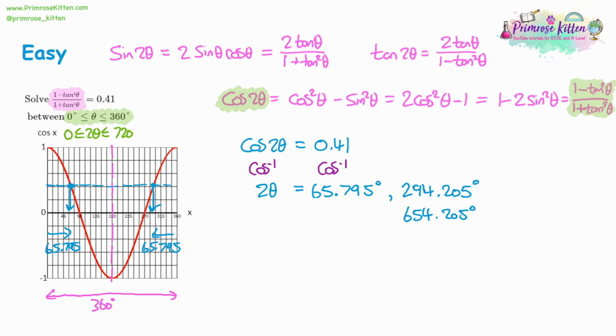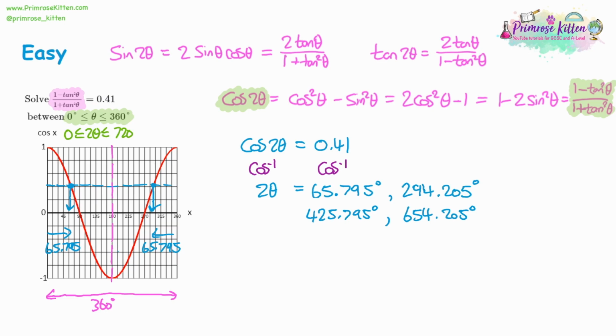Then look at the 65.795. Let's add 360 to that. We do this to all the alternate answers, and we get 425.795 degrees. And you'll find that if you continue to add 360, you'll go outside the 720 maximum. So these are the 4 answers that we want.